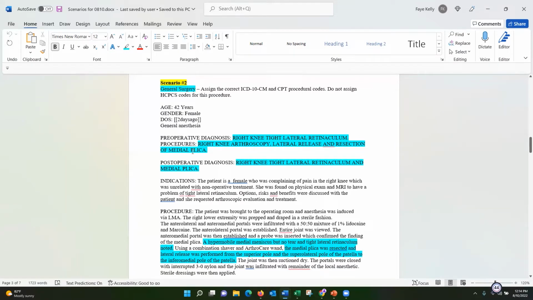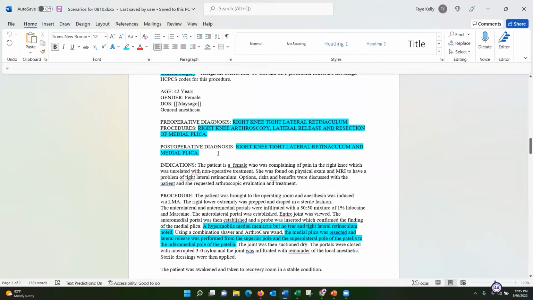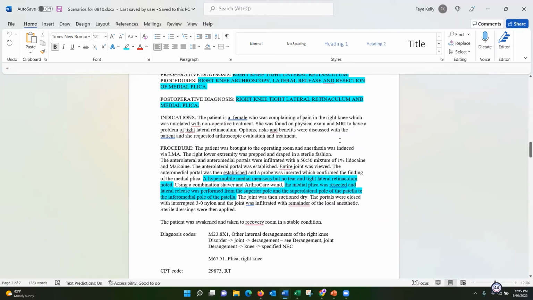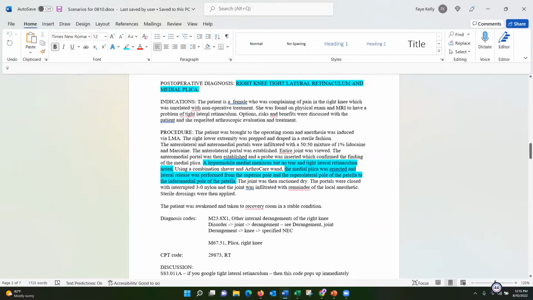This one, our pre-op, we have a right knee tight lateral retinaculum. We have procedures: right knee arthroscopic lateral release and resection of the medial plica. Post-op, same diagnosis: the tight lateral retinaculum and the medial plica. We see in the indications we've got pain in the right knee, and the MRI revealed a tight lateral retinaculum.